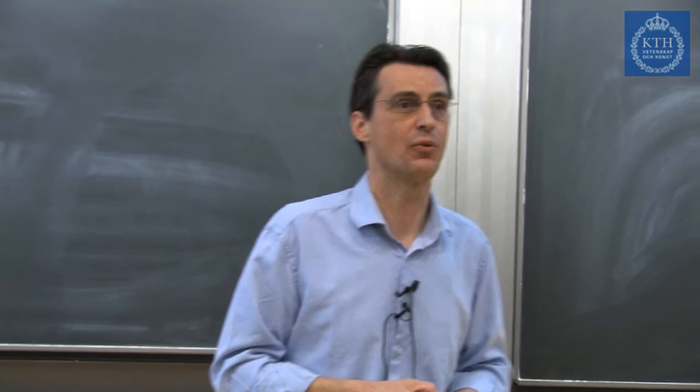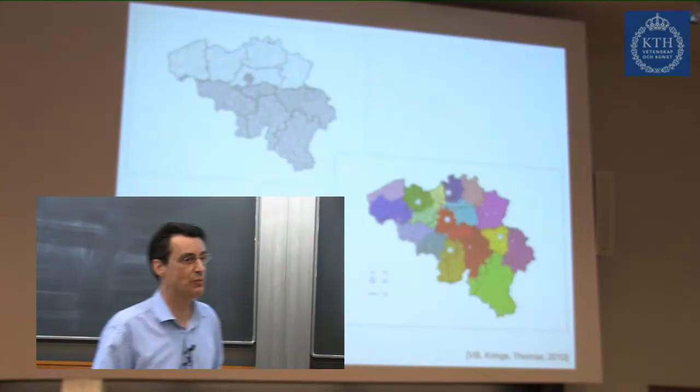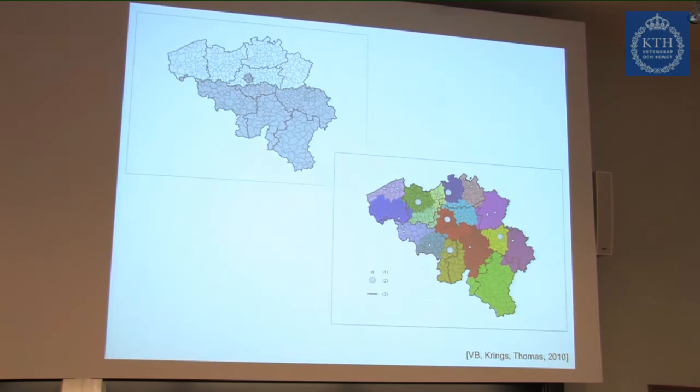Okay, so what do we get when we compute and identify communities? Depending on the weights we put on the edges, we can put the average duration of communication, that's the map we get here, or we can put the frequency of communication, that's the map we get here. These are the two maps of Belgium that we got.